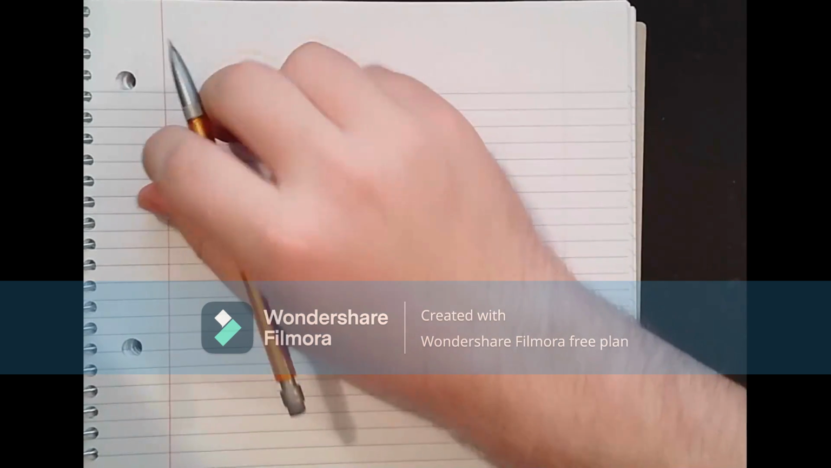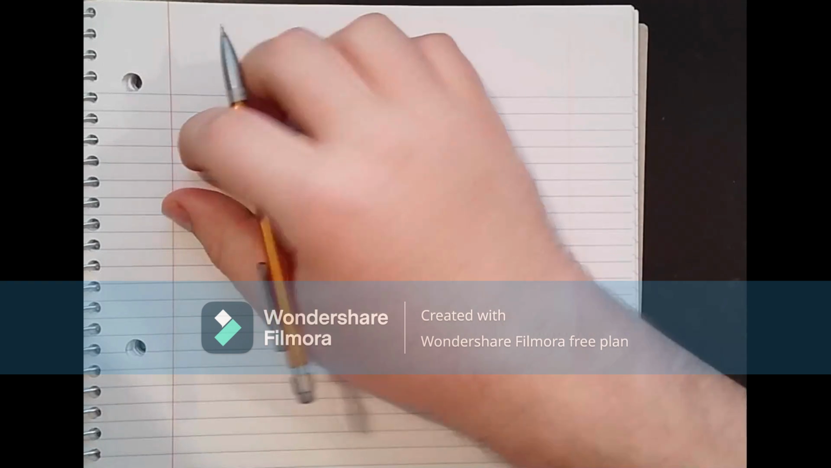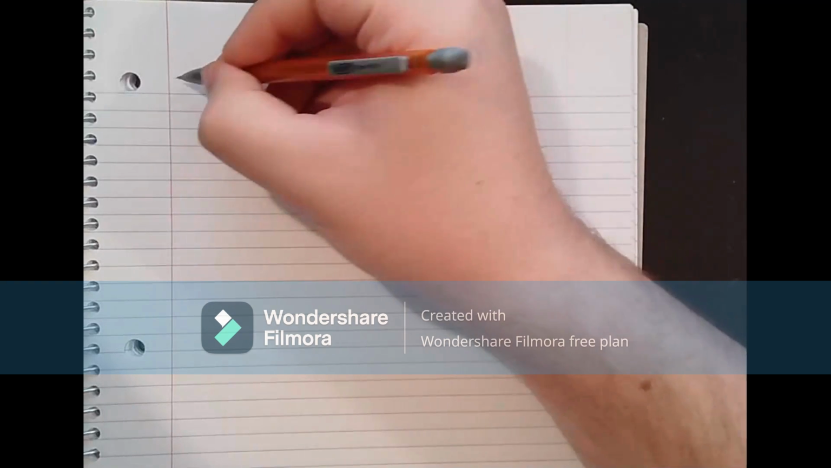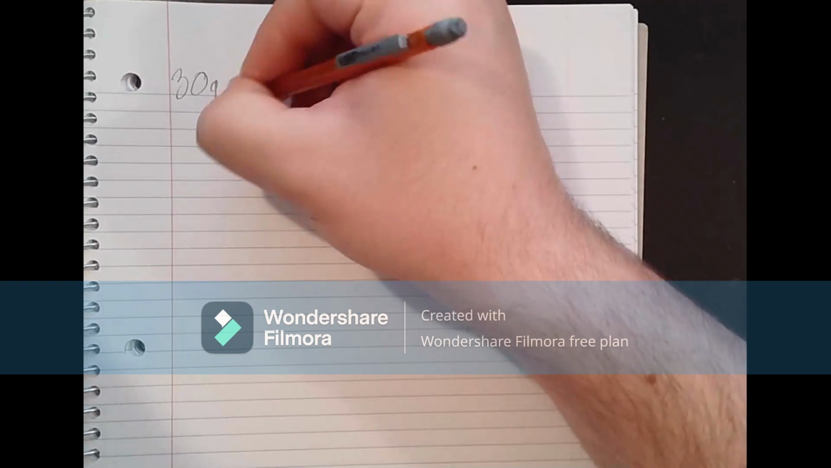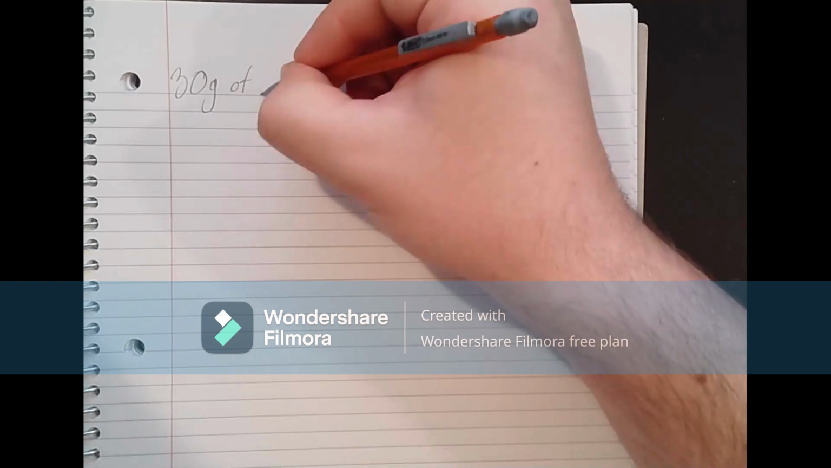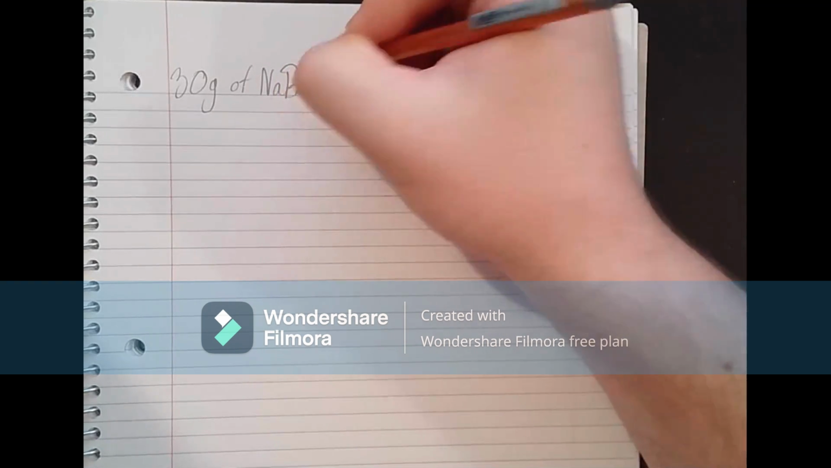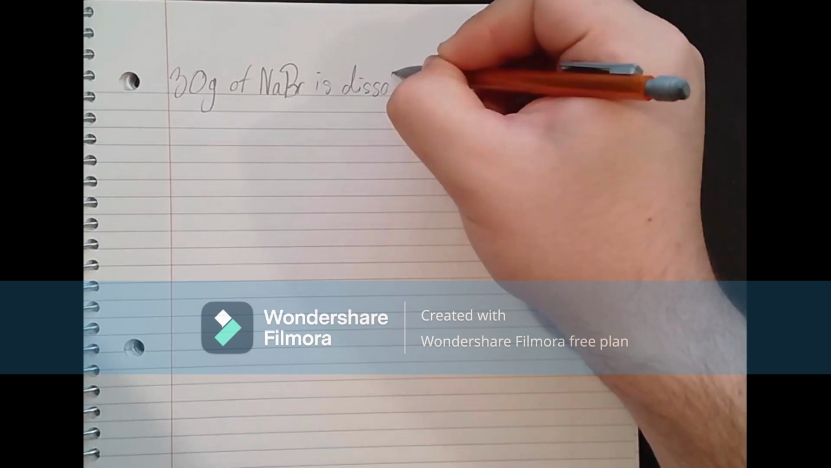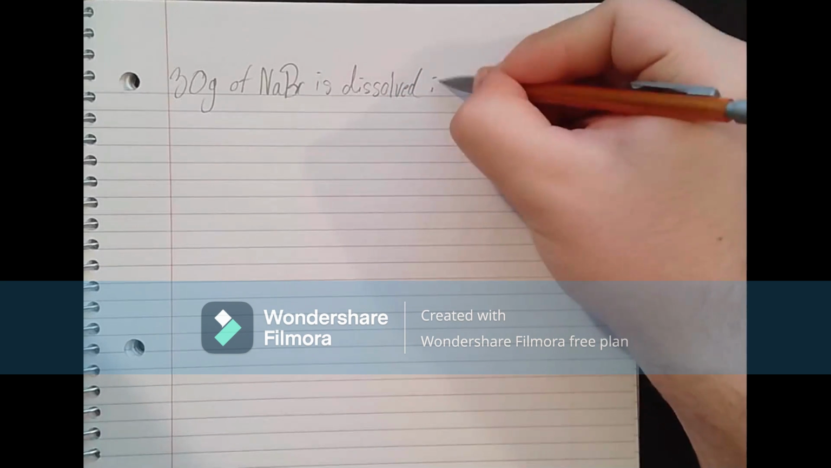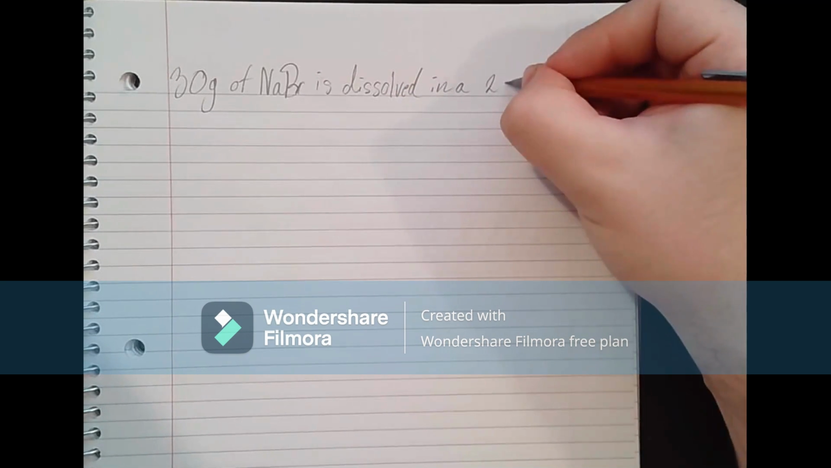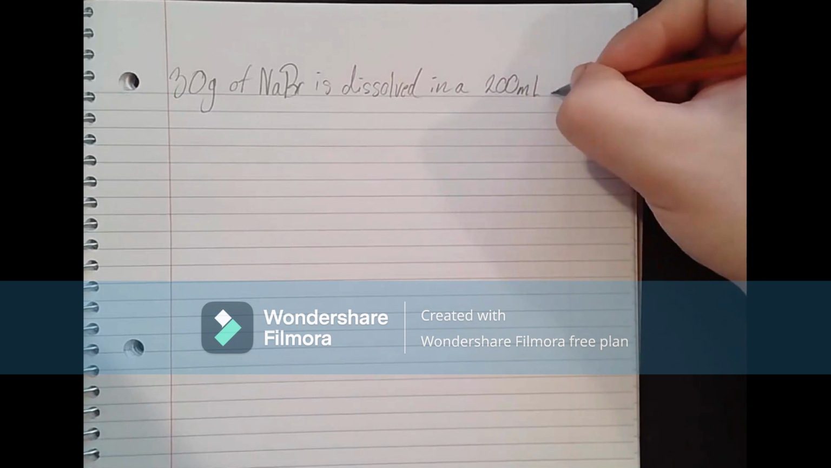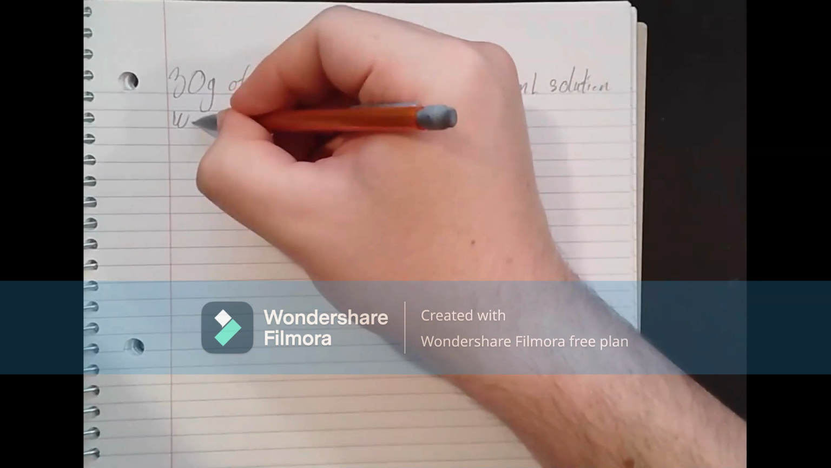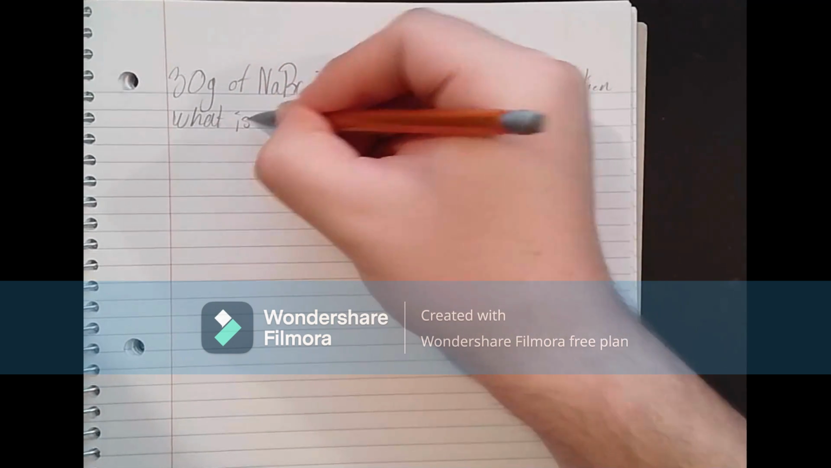Let's now work on a molarity question then. So we'll say we have, again, 30 grams of sodium bromide, right? And this is dissolved in a 200 milliliter solution. What is going to be the molarity?